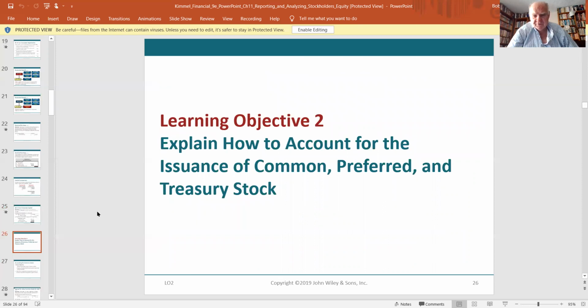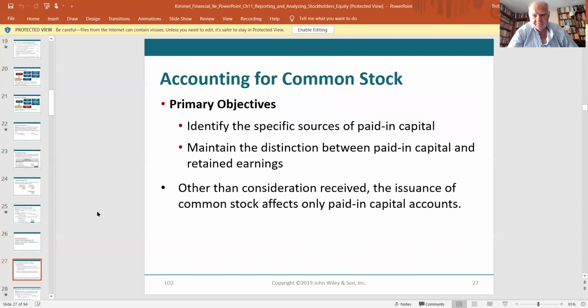Now we're getting into some more interesting good stuff here. How to account for the issuance of common, preferred, and treasury stock. Identify the sources of the paid-in capital and maintain the distinction between paid-in capital and retained earnings. There are two parts of the equity portion of your balance sheet, and they have specific levels of what goes into each one. Other than consideration received, the issuance of common stock affects only the paid-in capital accounts.